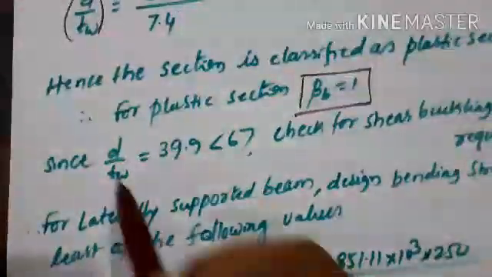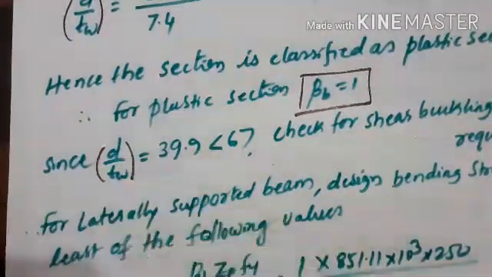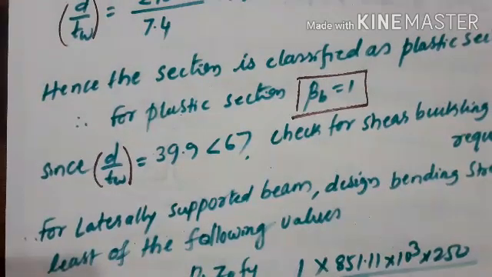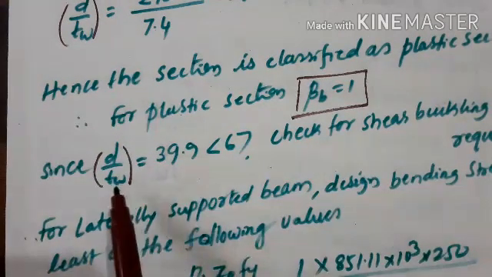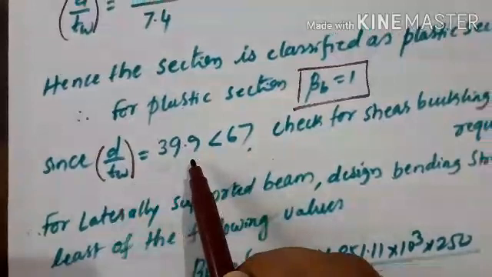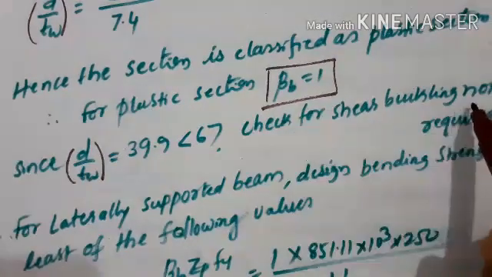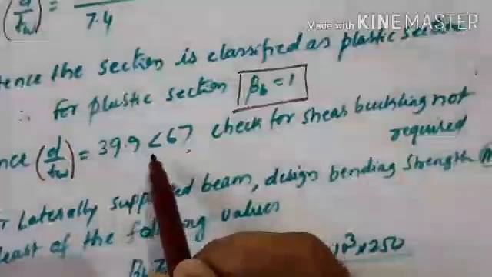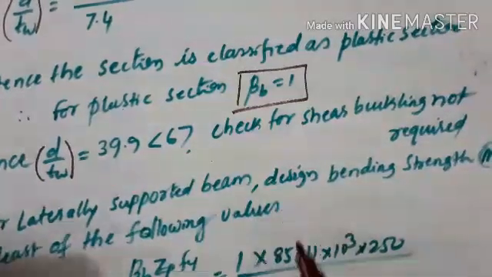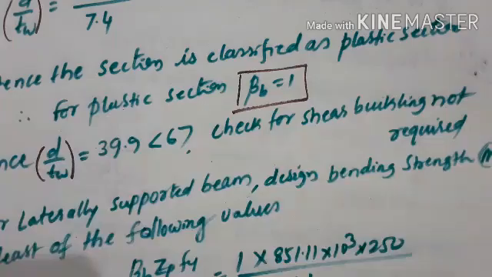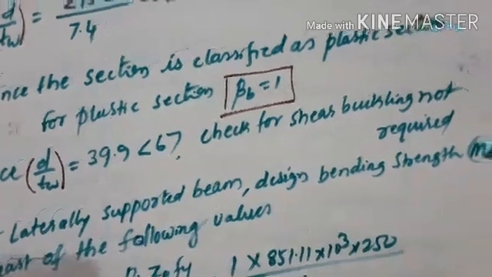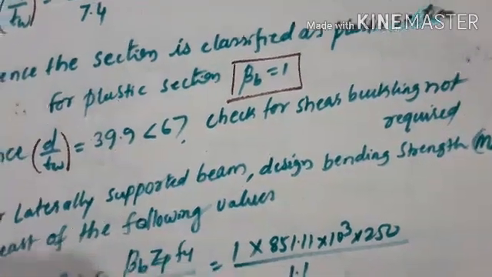Then again we have to check whether the web is sufficient to resist the buckling or not. So check this one, d by tw is 39.9, which is less than 67. Hence check for shear buckling is not required. If we get more than 67, then check for shear buckling is required, and we have to provide additional stiffeners for that.